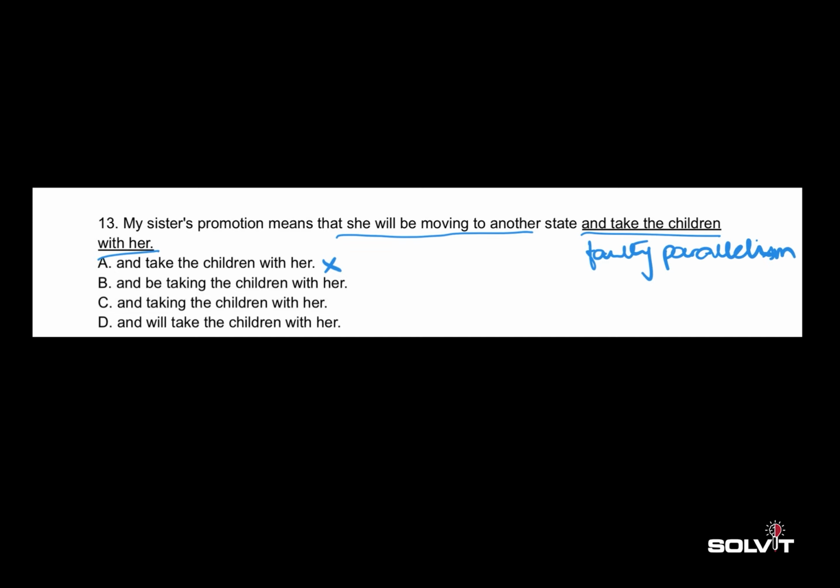Option B, and be taking the children with her. Okay, so let's put it back in the sentence and see if it fits. My sister's promotion means that she will be moving to another state and be taking the children with her. Okay, so the rest of the phrase is correct, but just the word be is extra, right? Because otherwise the sentence will have the word be twice. So we cannot do that, okay? That's repetition of a word and that's grammatically incorrect.